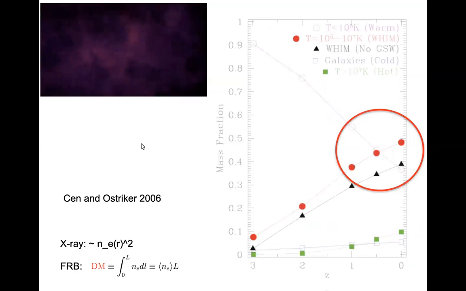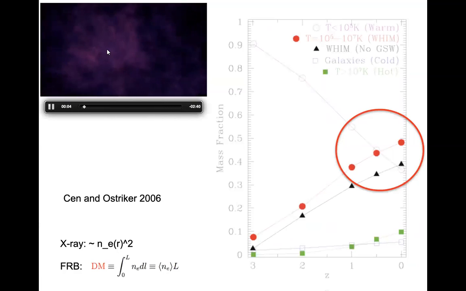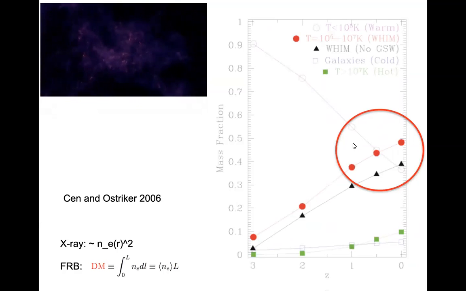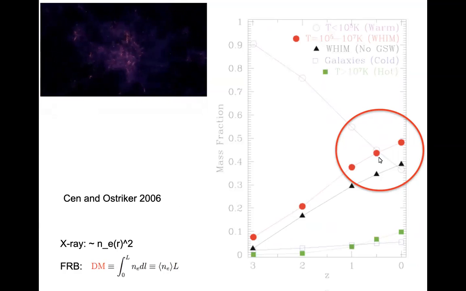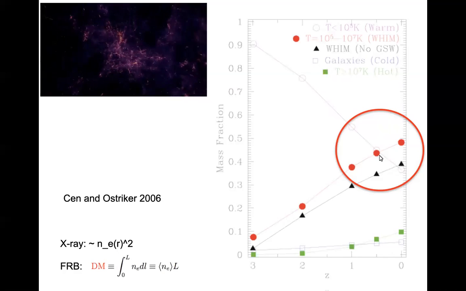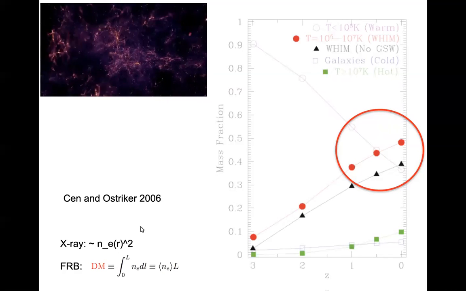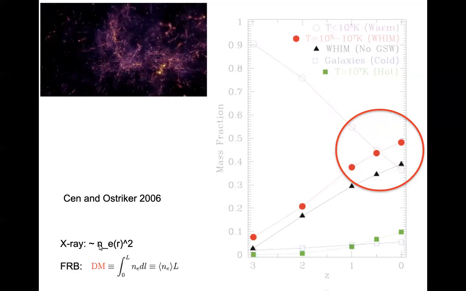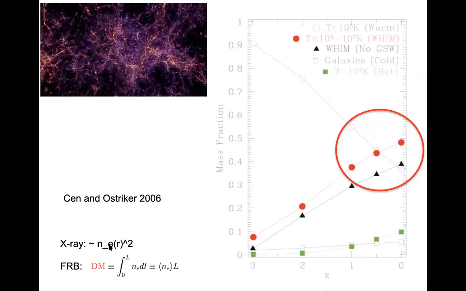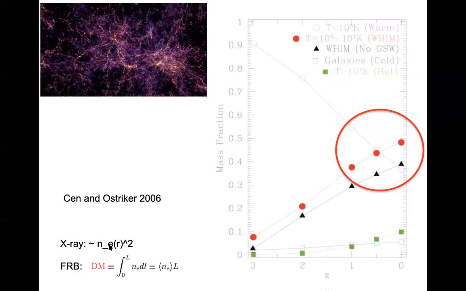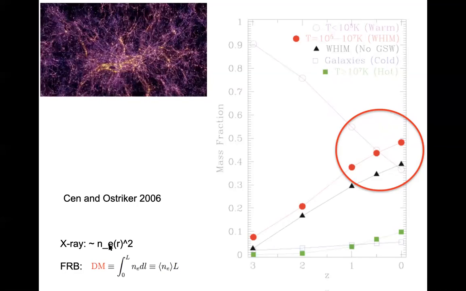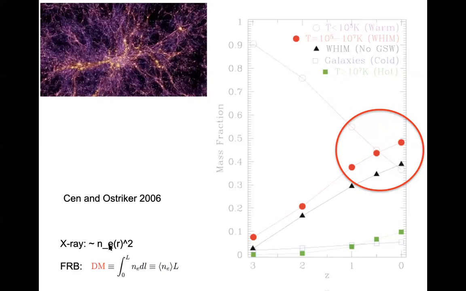A numerical simulation shows this. This is Cen and Ostriker's early hydro simulation, later updated by a few others, showing that most of the missing baryons are actually in the warm-hot intergalactic medium, which is pretty dominant at lower redshift. But this is hard to measure by X-ray, because the X-ray flux is directly proportional to n_e squared. So if you have a dropping profile from the cluster center, then the square of it would be even sharper, and therefore X-ray would only be able to measure the very central peak of the baryons.